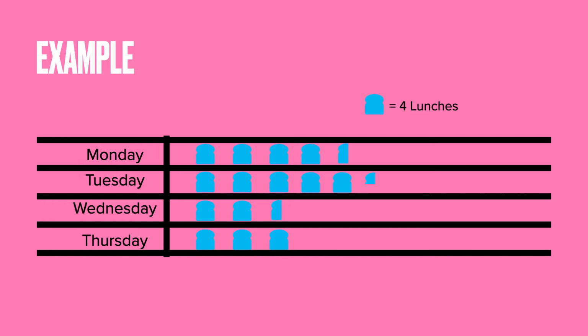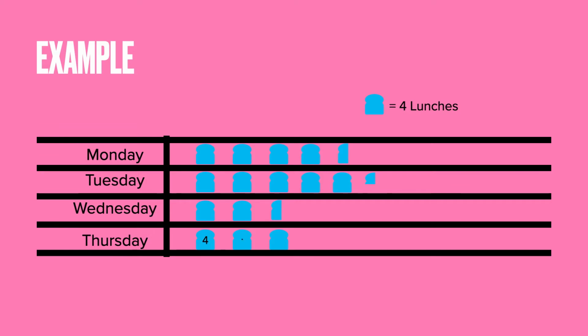Looking quickly, I can figure out that Tuesday they sold the most because it's the longest. And Wednesday was their worst day. So, how many did they sell on the different days? One thing that's very important is I look above at the scale, and this time the scale, one slice of bread in this graph equals 4 lunches. With that in mind, I can start counting.